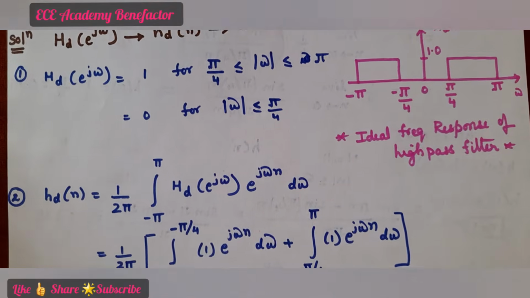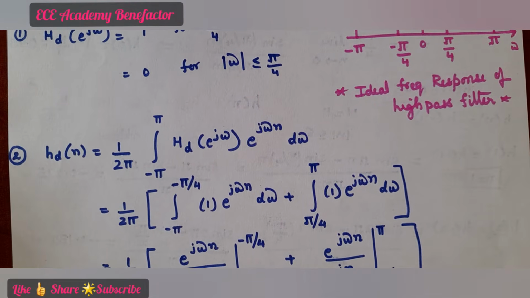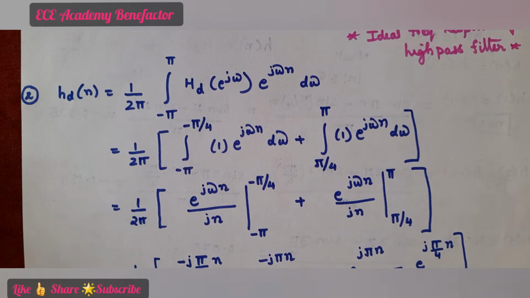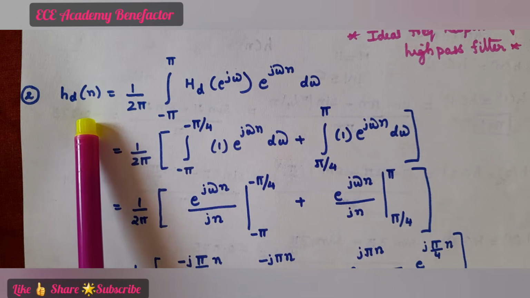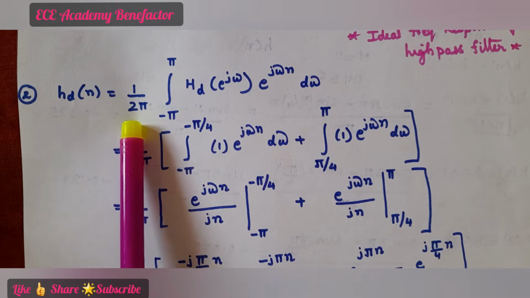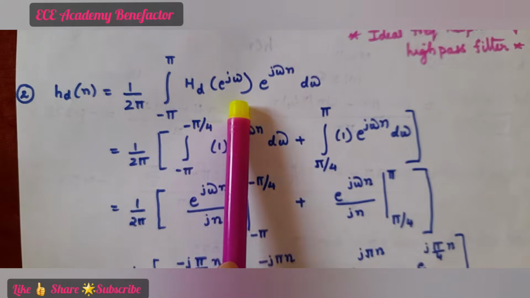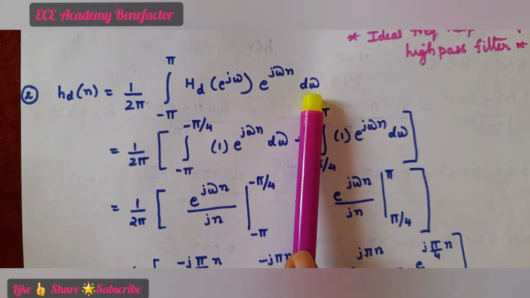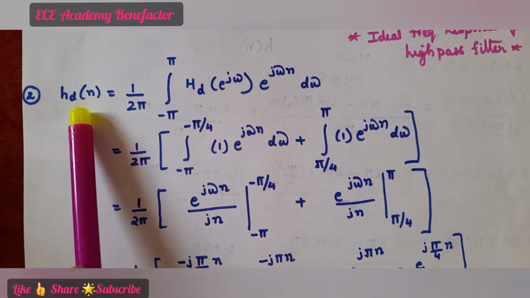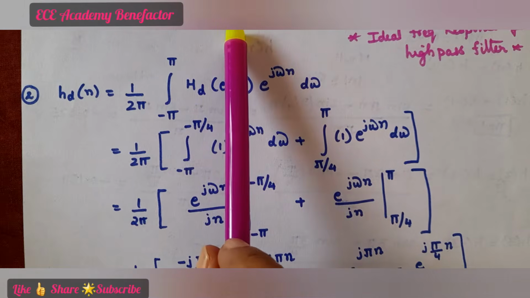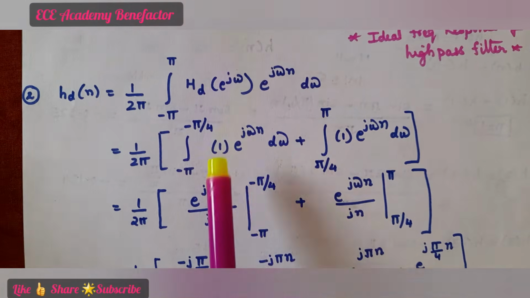After the first step, that is the desired frequency response we have written, now we have to compute H_D of n. What is H_D of n? It is the desired impulse response, that is the inverse Fourier transform of H_D of e to the power j omega. Its formula is 1 by 2 pi integral from minus pi to pi of H_D of e to the j omega, e to the j omega n, d omega. This is the formula of H_D of n.